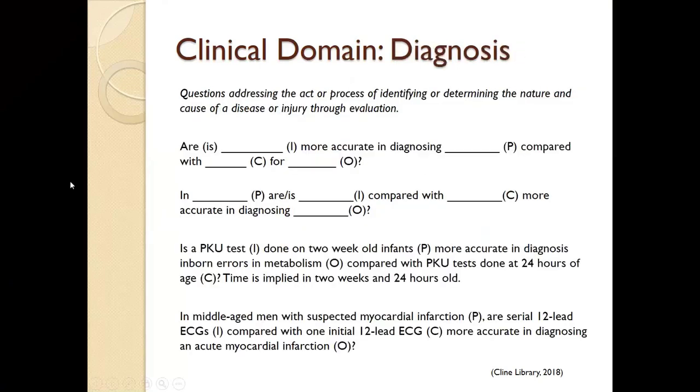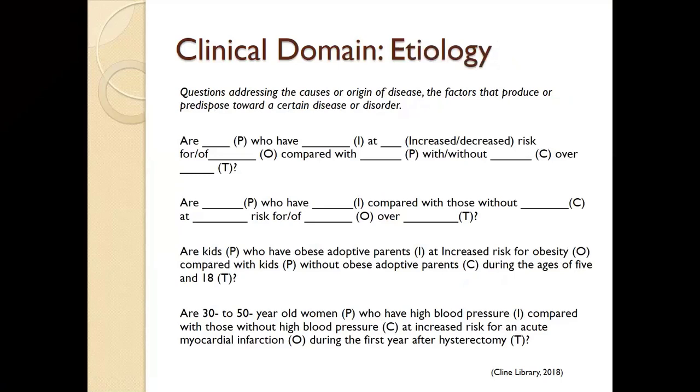And then you could also do a PICO question on diagnosis. That could be like the PKU test that they do with newborns, or which ECG is more accurate, something like that. So I just leave these in here because I'll be sending you the slides afterwards. You can check them out. And etiology, so like what causes a disease, like obesity is one of them. Again, I'll show you.